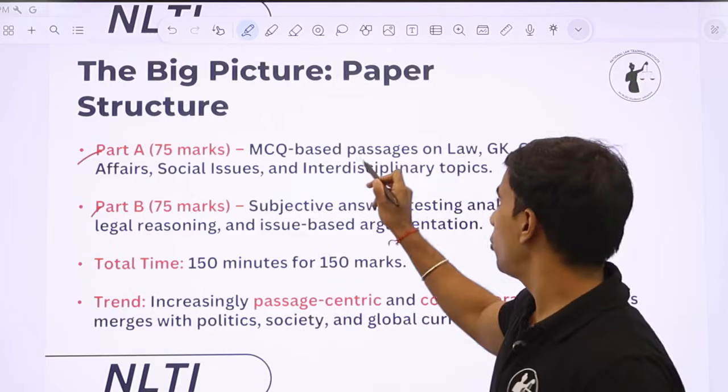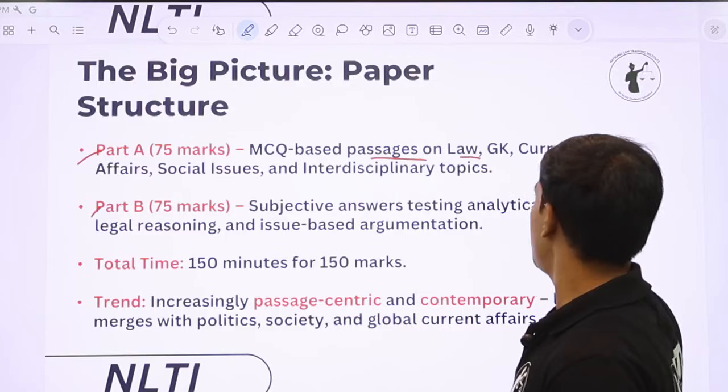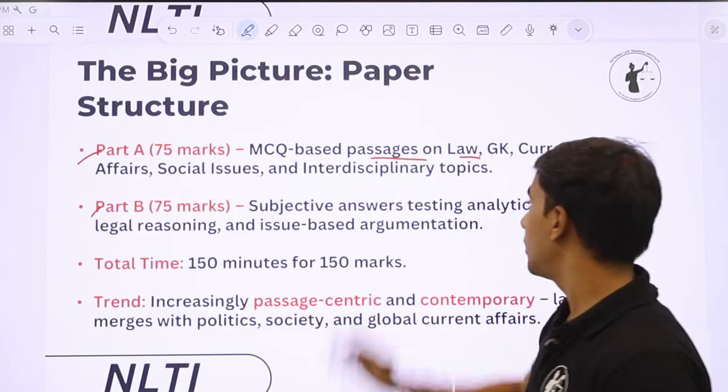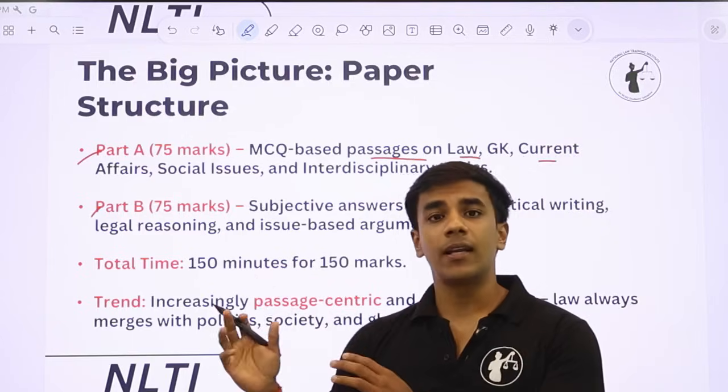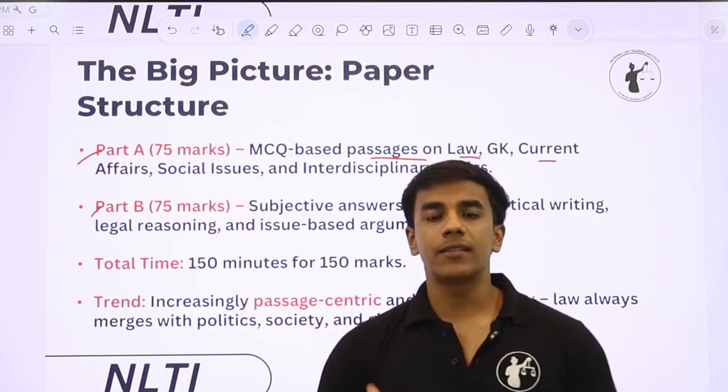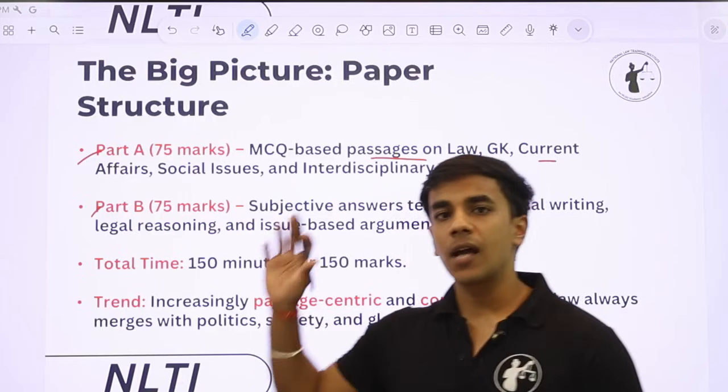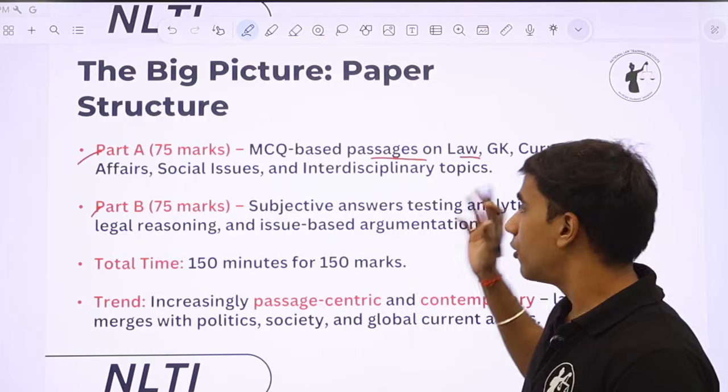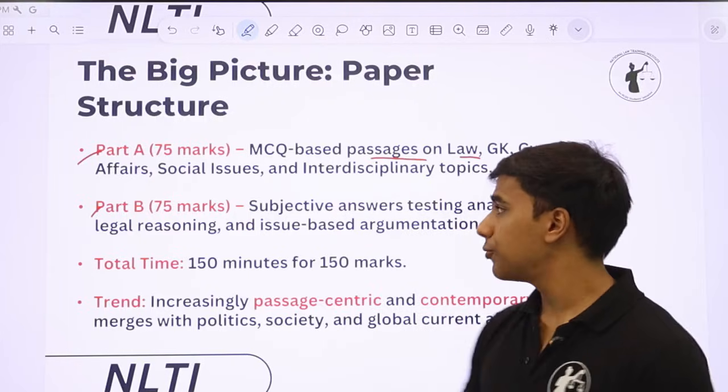So part A is MCQ based passages that test law, GK, current affairs, social issues and interdisciplinary topics. This does not primarily test these topics, but the passages that are given in part A are primarily from these topics on law, GK, current affairs, social issues.